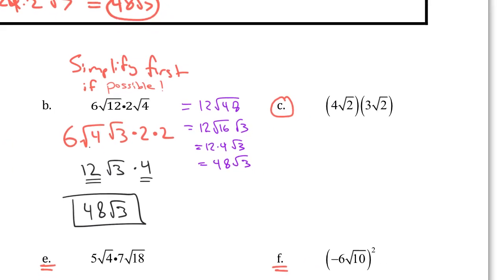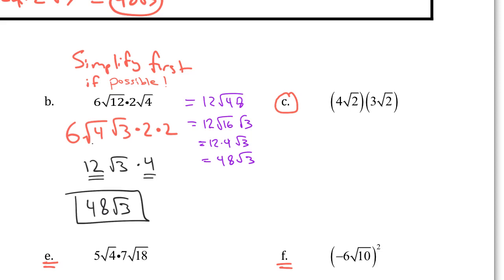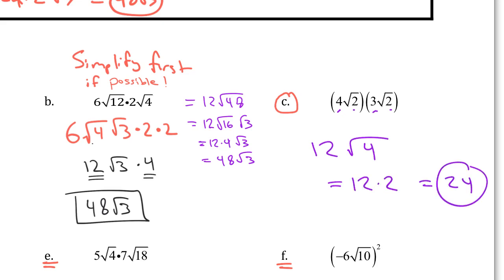Problem C. Okay. The parentheses mean multiplication. Problem C is no different than problem B. We have 4 root 2 times 3 root 2. So I'm going to do outsides times outsides. That's going to be 4 times 3 gives me 12. Root inside times inside. 2 times 2 is 4. Now I try to simplify. Square root of 4. Hey, I know that's 2. 12 times 2. So my answer here is 24.